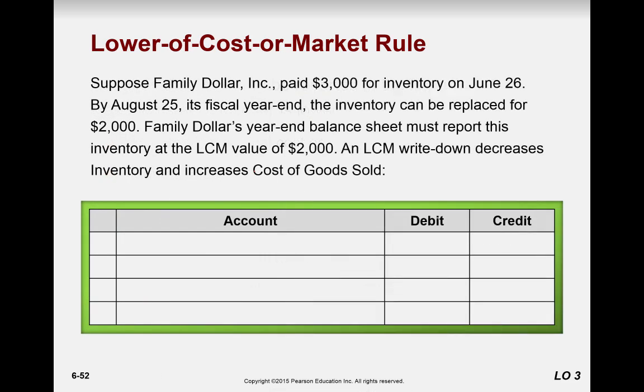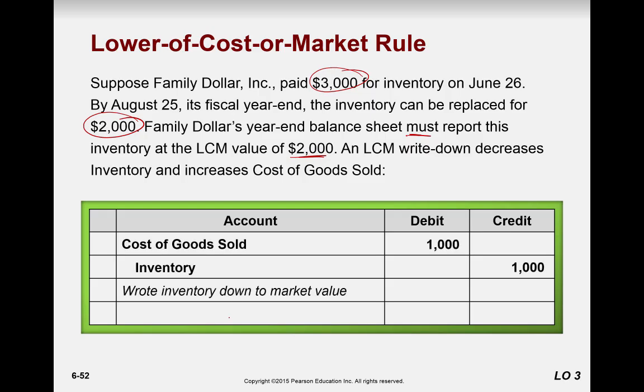So let's look at an example. Here we're back to Family Dollar, and we paid $3,000 for inventory on June 26th. By August 25th, which is their fiscal year end, the inventory can be replaced, but now it costs $2,000. So Family Dollar's year-end balance sheet must report, that is GAAP, the inventory at lower of cost or market. So we need to make sure that it is $2,000. To write this down, we debit cost of goods sold and then we credit inventory.